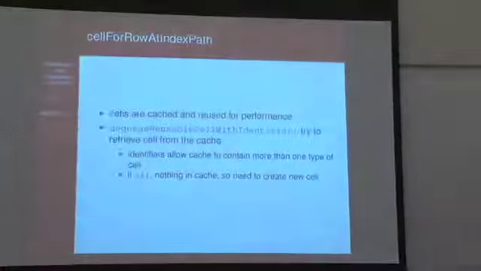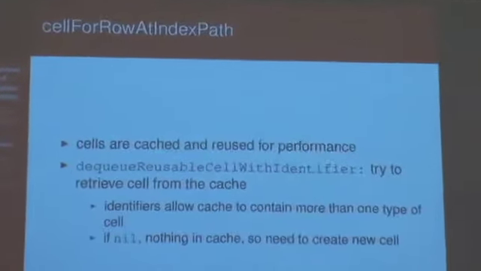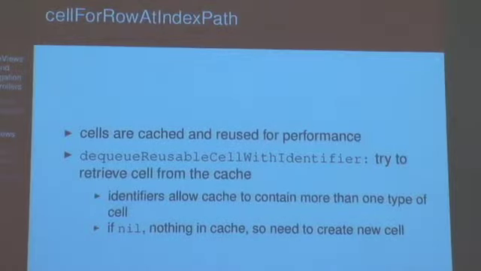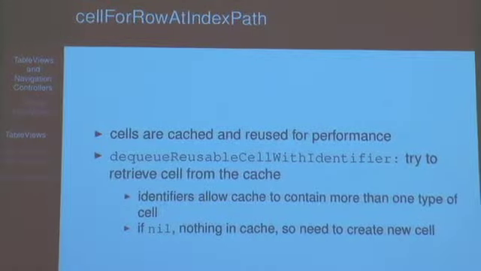So that means that once a cell has been allocated and loaded into memory, and I scroll away from it such that it goes off the screen, rather than removing it from memory and allocating a new cell, I'm actually going to reuse that cell. So rather than create a new block of memory on the heap, I'm going to take the block of memory that I already have and just modify its contents. And that's going to be a significant performance gain.